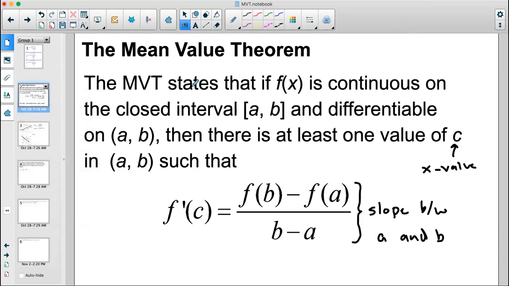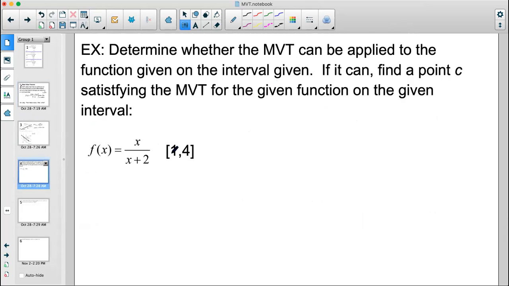rules, the prerequisites, it says if f of x is continuous on the closed interval and differentiable on the open interval, we're pretty much going to be worried about whether it's differentiable on the open interval. So I don't really care about the endpoints, though I know it works at the endpoints. This function is actually not differentiable at one place, where x is -2, since the function doesn't exist there.